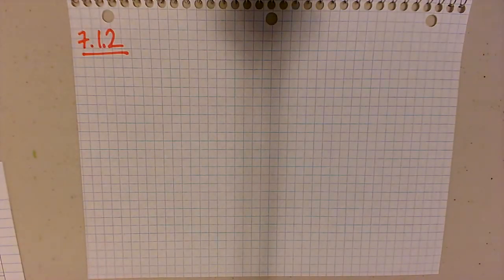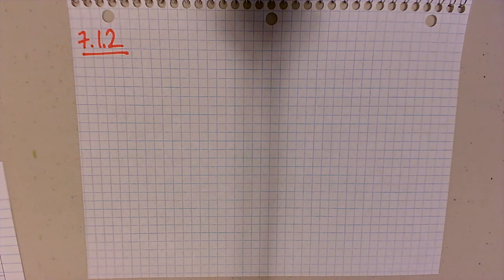Okay, so this is 712, which is writing exponential expressions as radical expressions and radical expressions as exponential expressions. For this one, there aren't as many computations as in 711. It's just a matter of rewriting things.